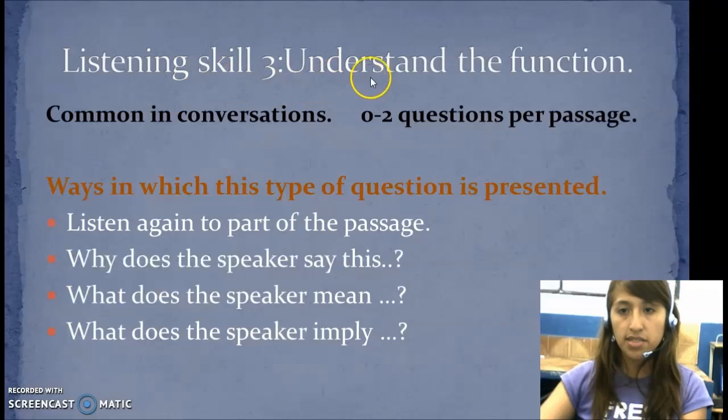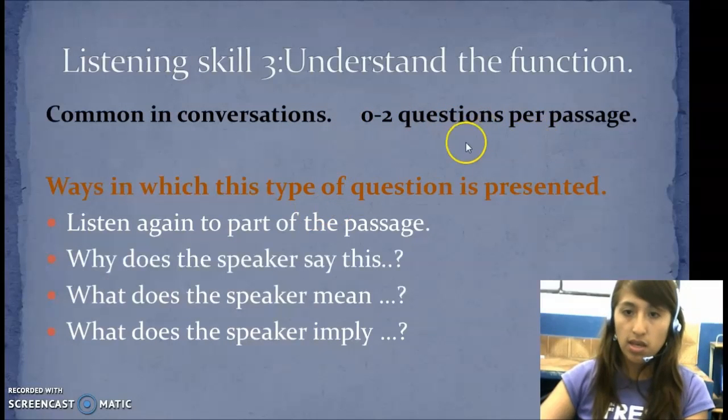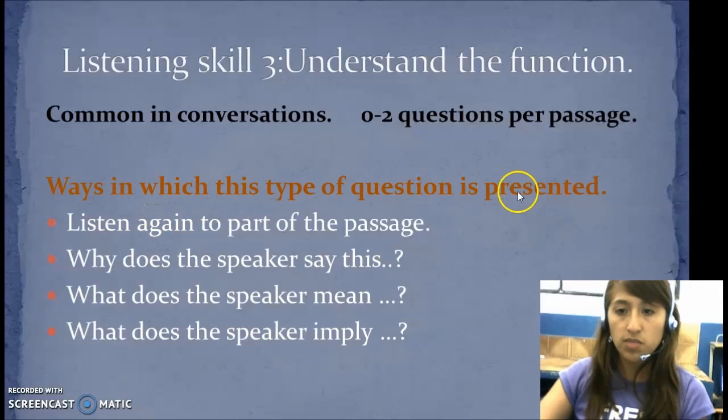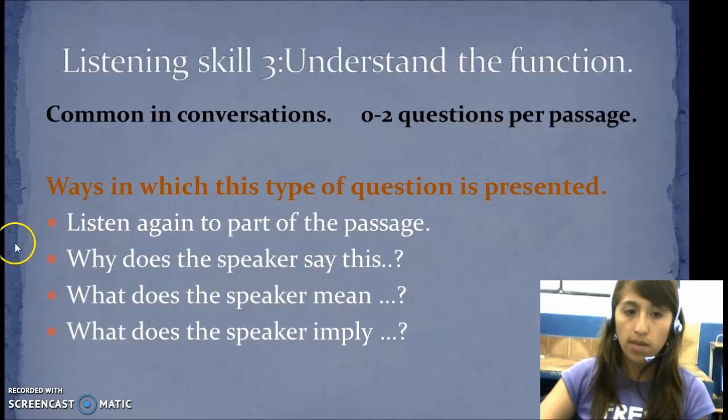It is understand the function. It is most common in conversations, and we can find from 0 to 2 questions per passage, and it is scored 1 point each. So, the ways to identify this type of question are presented in the following way.